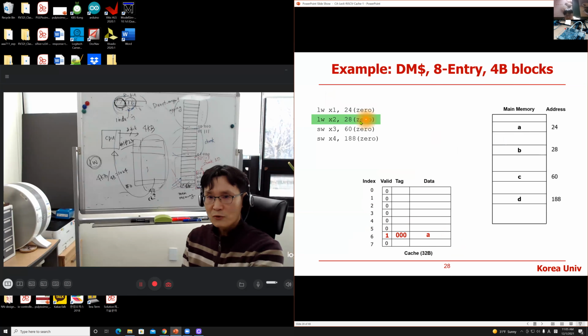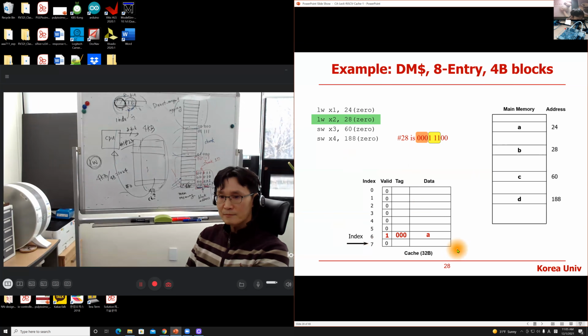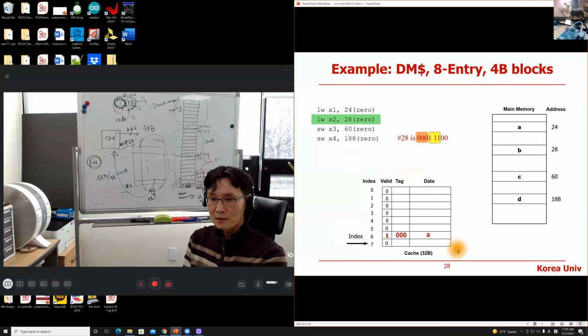Read from location 28. So in binary, number 28 is this one. Again, indexing. You have to search the cache first. So 111, right? Then cache entry number 7 is selected for lookup. Hit or miss? Miss, right? The valid bit is 0, so it's a cache miss. Then what should happen?